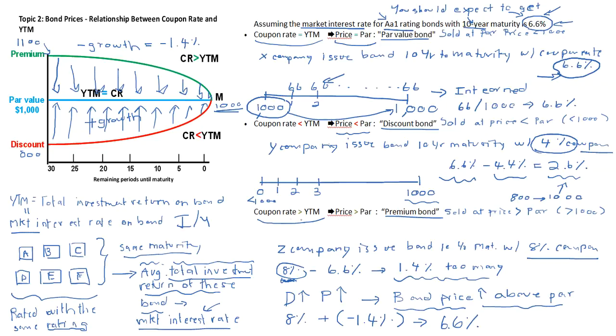Okay, so come back here. In summary, when the coupon rate is greater than the yield to maturity, you have to pay a price for the bond that is greater than par, and this is called a premium bond.